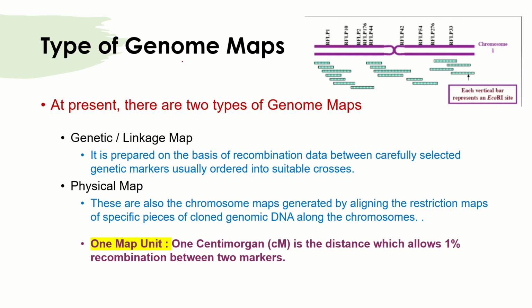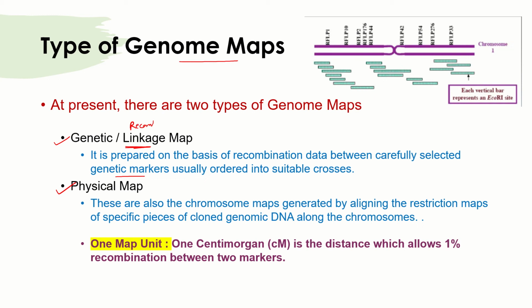Now, types of genome maps. Broadly, we categorize these maps into genetic or linkage maps and physical maps. The genetic maps, as the name suggests, use genetic markers. Genetic markers are DNA sequences within the genome which are identified and can be used as marker sequences, and their recombination data is used to prepare the genetic map. So this is basically dependent upon recombination.